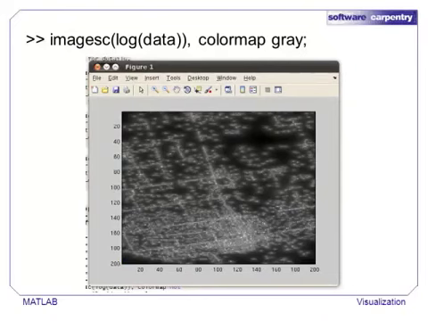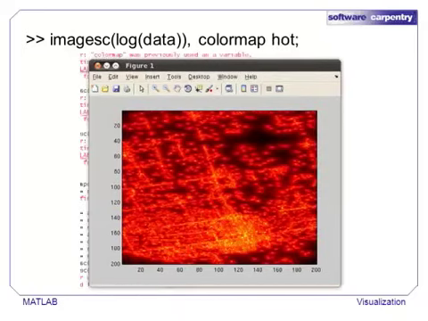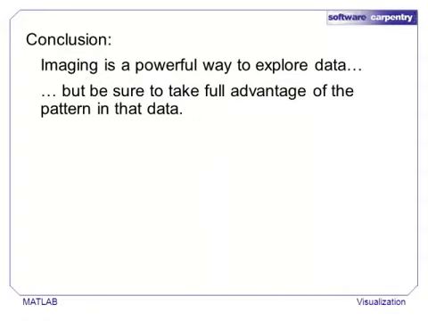This color map is grayscale, and lighter values correspond to higher intensities. Colormap hot uses a black to yellow heat map. In conclusion, plots and images are powerful tools to explore data, but be sure to take full advantage of the pattern that is in the data. Sometimes you may need to rescale or otherwise edit data to fully capture its meaning.